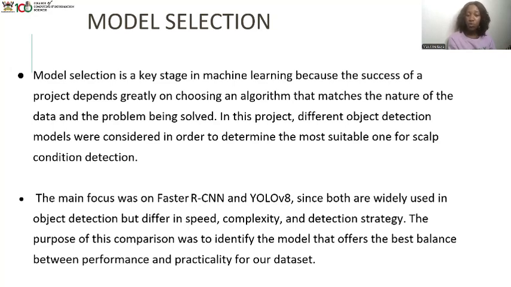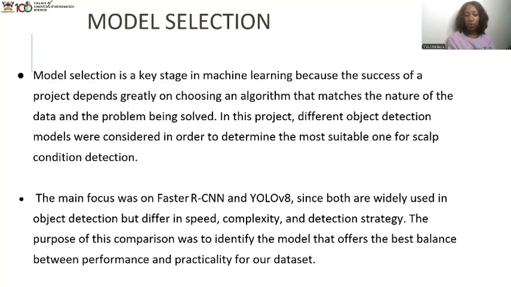So the main focus was on Faster RCNN and YOLO v8, where YOLO stands for You Only Look Once, since both are widely used in object detection but differ in speed. Basically, in object detection, when we feed an image into the model, it has to detect different objects in these scalps, and these objects mean the different regions having the different scalp conditions.